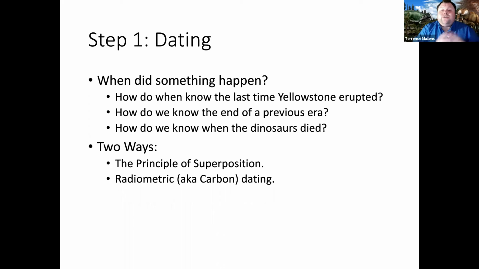And luckily, there are actually two ways that we can do this. The first is what's known as the principle of superposition. The principle of superposition. It sounds really fancy, but it's actually not that bad. The second one, you've probably heard it at some point, is carbon dating, or more generally, radiometric dating. So let's talk about these.